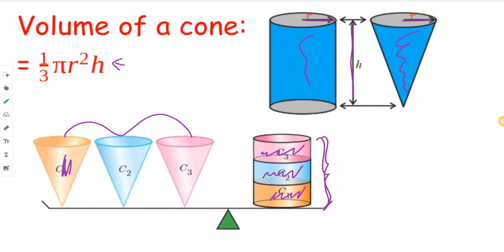So we can conclude that 3 times the volume of a cone makes up the volume of a cylinder, which means that the volume of the cone, now we're just taking only one, is 1/3 the volume of the cylinder. So you can see how the formula came. Now if we're clear with that, let's start with the questions.